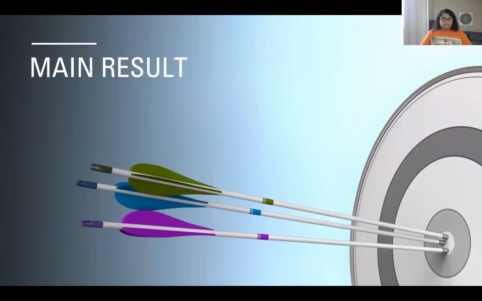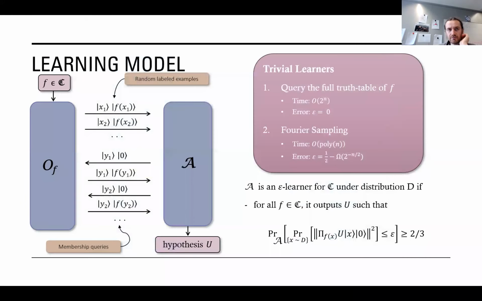Sorry, can I ask a quick question? Yes. Is this algorithm quantum or classical? The algorithm is quantum because it's a quantum learning model. So it's then a quantum algorithm. These membership queries can be done in superposition as well, right? Yes, the queries can be done in superposition as well. Absolutely.